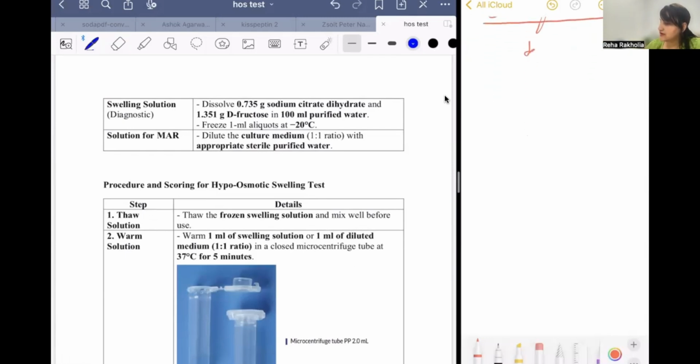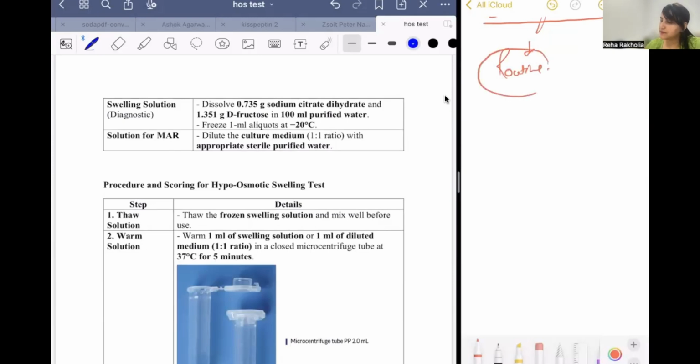This solution is designed for routine diagnostic purpose to induce swelling in the live sperm. So how is it prepared? I'll talk about the therapeutic. For therapeutic, it is different. The hypotonic solution is made differently, and for routine diagnostic purpose, the hypoosmotic solution is made differently. So we are talking about the routine diagnostic purpose.